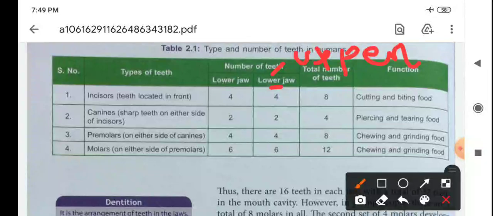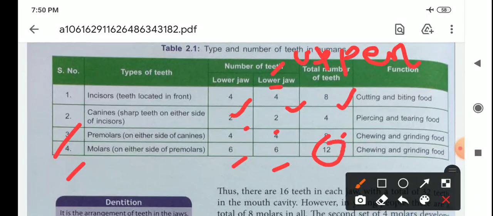Then canines. Sharp teeth on either side of incisors. Numbers: lower jaw 2, upper jaw 2. So total 4. Function is piercing and tearing food. Then 3 number premolars on either side of canines. 4 plus 4, lower plus upper, 8. Chewing and grinding food. Then 4 number is molars on either side of premolars. 6, 6, lower jaw and upper jaw. Total is 12. Okay. Chewing and grinding food.